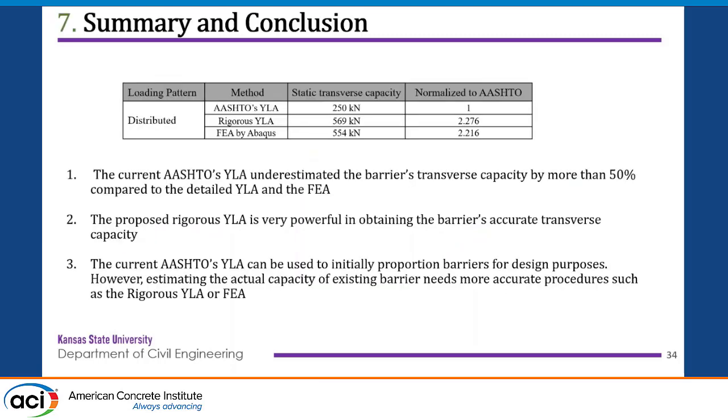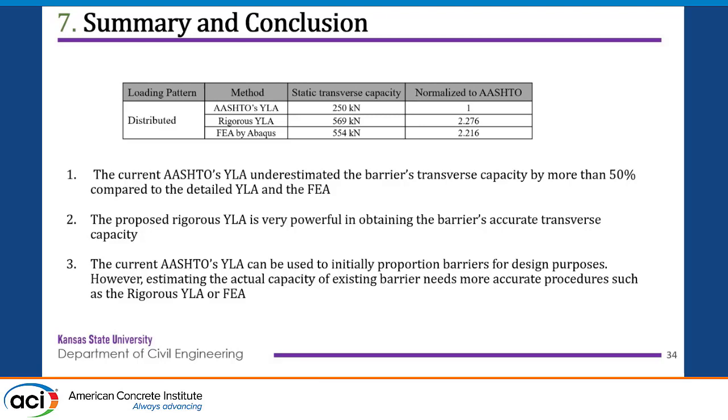And finally, to summarize and compare all the results, we can see a normalized value for AASHTO, which is 1, corresponding to 250 kilonewton. The rigorous yield line analysis is 2.276, a very close, actually perfect, agreement with the finite element model. And our conclusion is that the currently adopted AASHTO procedure for obtaining the capacity of reinforced concrete barriers underestimates the actual capacity by 50%.